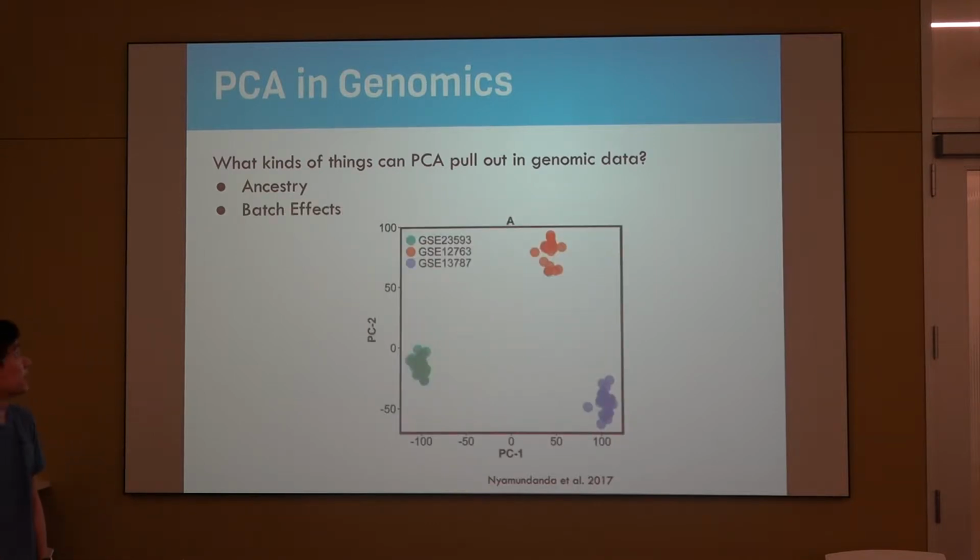And another thing that PCA can pull out is actually not related to biology, but more technical, like noise and artifacts. So you can pull out things like batch effects. In this example here, we have the first and second PC, and we see that the points are actually separating out by these GSE numbers. And these GSE numbers are just different studies. So these are all the same samples coming from the same source, but different studies, and it separates by studies. So you can kind of use it as a QC measure in that sense.